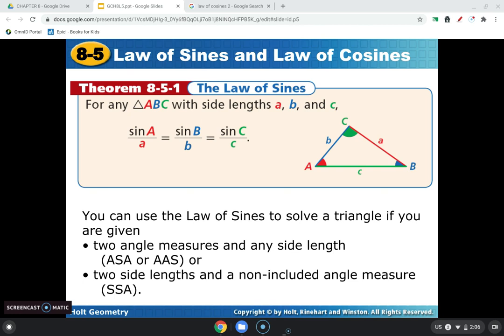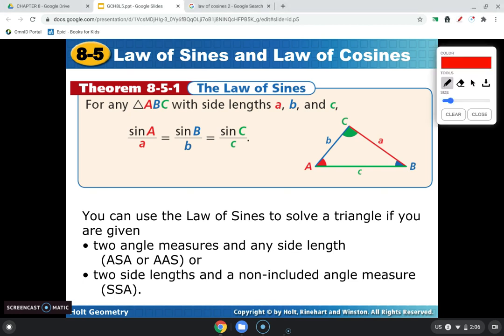This is Geometry Lesson 8.5, Law of Sines, Law of Cosines. We're going to use these two formulas when you're not dealing with right triangle trig. For any triangle ABC with side lengths a, b, c, the law of sines is sine A over a equals sine B over b equals sine C over c.